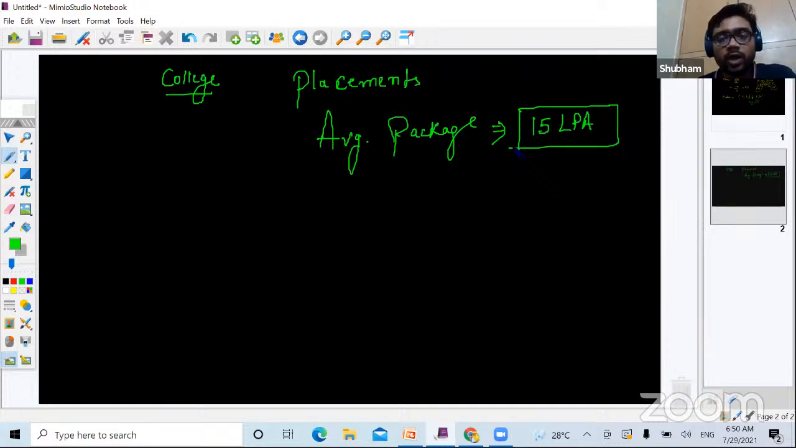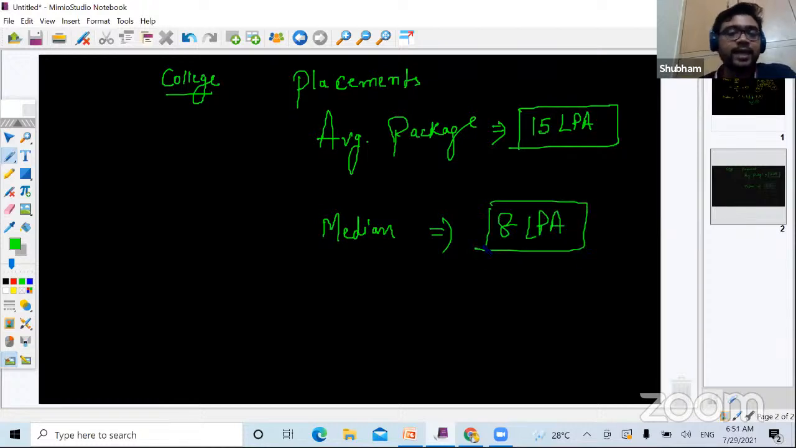But when we get into the details, we find that the median value comes out to be around 8 lakhs per annum. Now, can I say that it's a very, very good placement?